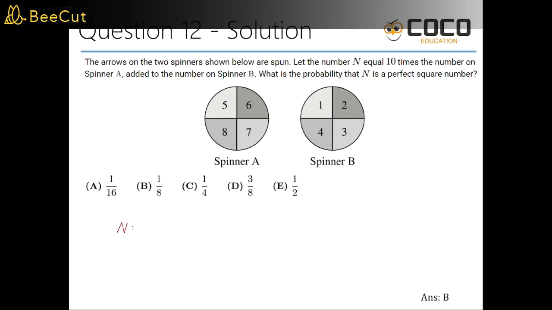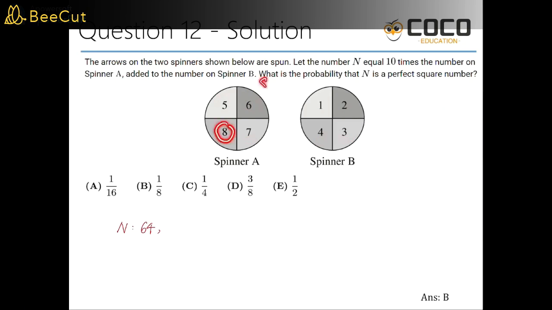So if on the first spinner, the number is 5, this is 5 times 10, 50. So you add the number on the second spinner, then you get 51, 52, 53, and 54. None of these is a square number. If on the first spinner, we get a number 6, so this is 60. So add to the number on second spinner, 61, 62, 63, and 64. 64 is a perfect square. Okay. If first spinner is 7, so 70, 71, 72, 73, 74. None of these is a square number.